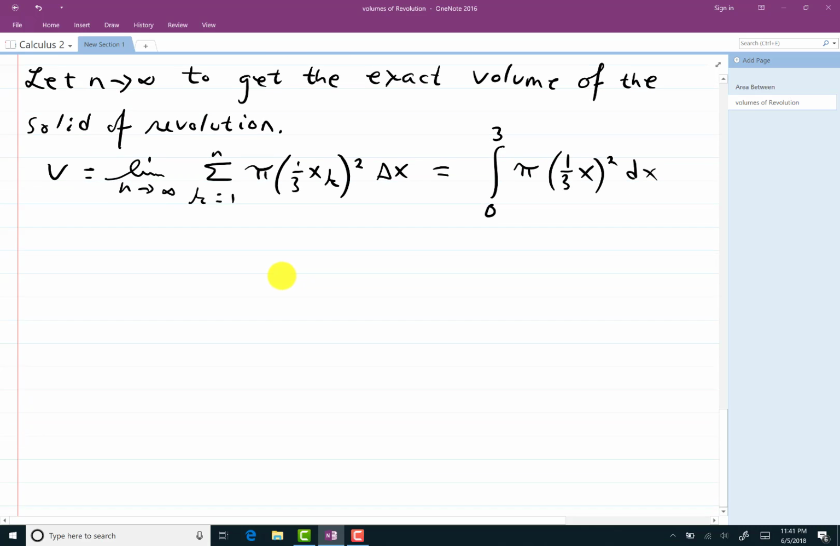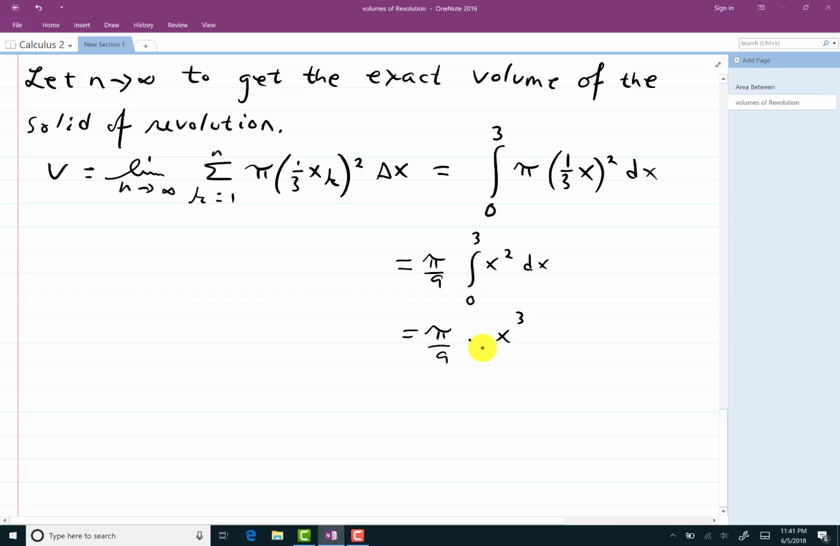And now let me go ahead and compute this integral. I'll bring the pi out, and this 1/3, if I square it, will be 1/9. So I'm going to have pi over 9. The integral from 0 to 3 of x squared dx is going to equal pi over 9 times x cubed over 3, and that'll go from 0 to 3.